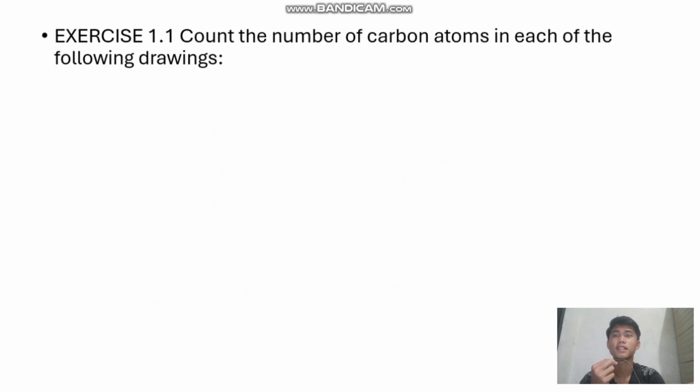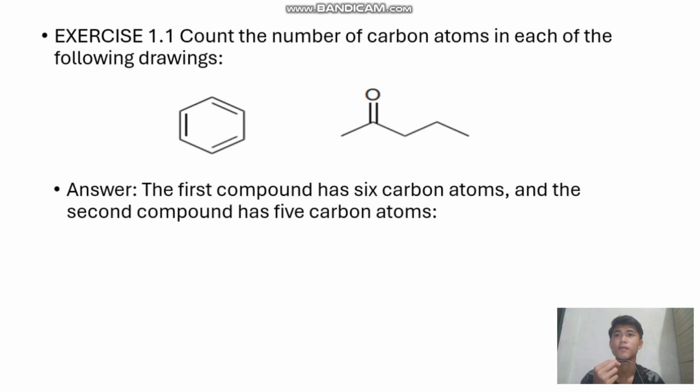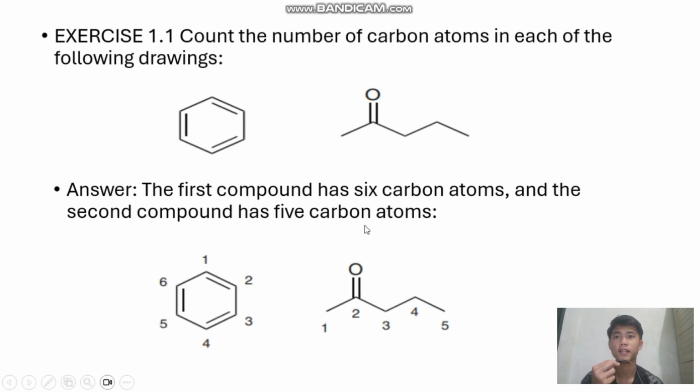So we have an exercise. Count the number of carbon atoms in each of the following drawings. The first compound has 6 carbon atoms and the second only has 5 carbon atoms. Let's count 1, 2, 3, 4, 5, 6. And the second: 1, 2, 3, 4, 5. Here it is labeled with the number of carbon atoms present in this compound.